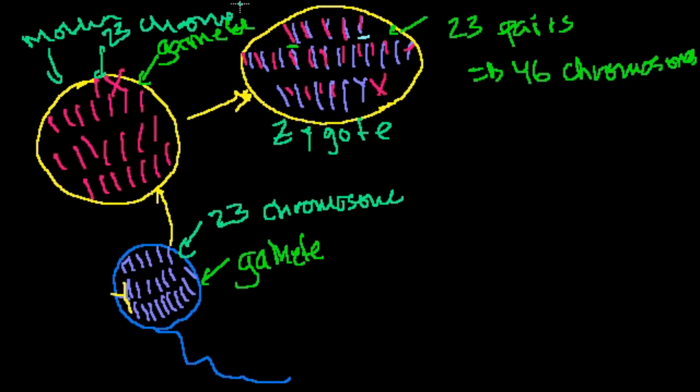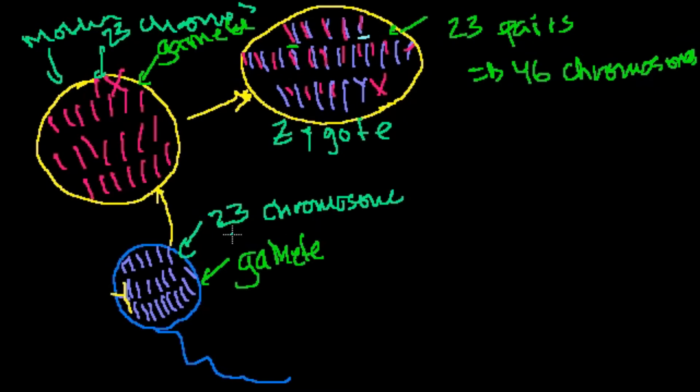Now, everything that I'm talking about here, the number 46 or 23 pairs or 23 individual chromosomes, is unique to human beings. If I talked about other species, they might have 10 chromosomes, or they might have 5 chromosomes. But one thing that is universal for all sexually reproducing organisms is that gametes have half the number of chromosomes as the zygote, or as you can view it, the organism itself, the way we conventionally think about it.